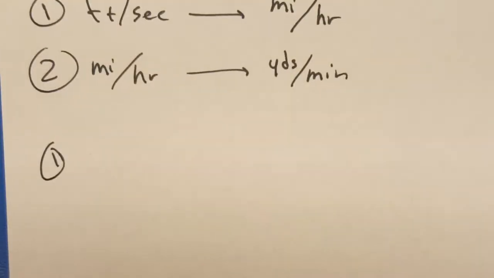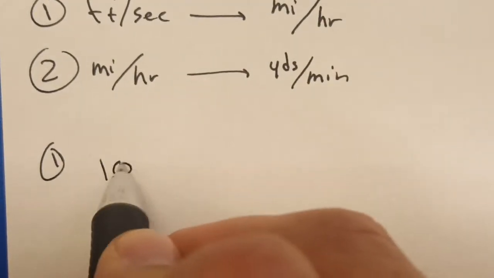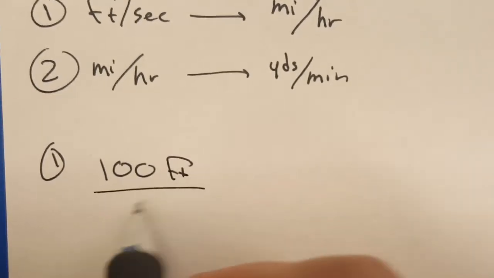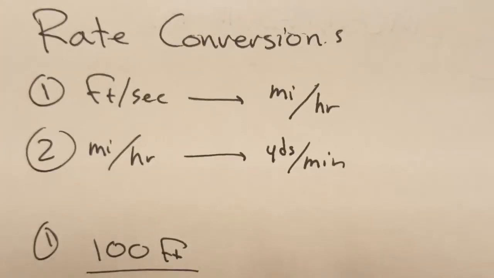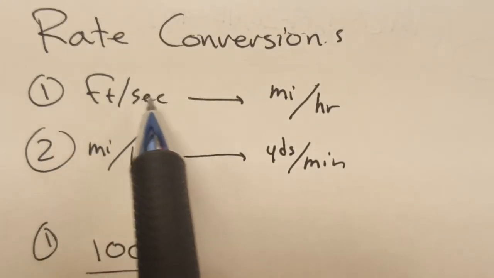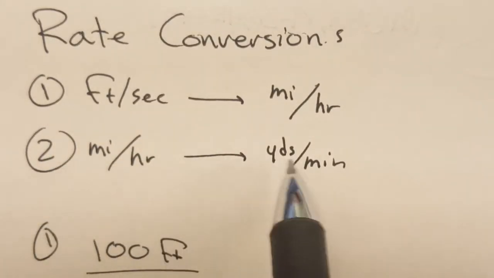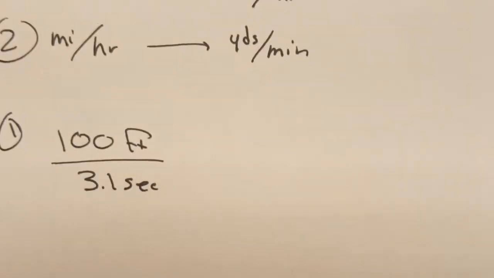our notes, excuse me. I think we converted 100 feet in 3.1 seconds. We wanted to convert that to miles per hour. So again, I'm just going to show them do feet per second to miles per hour, and then I'm going to do miles per hour to yards per minute. All right, so we have a double conversion.